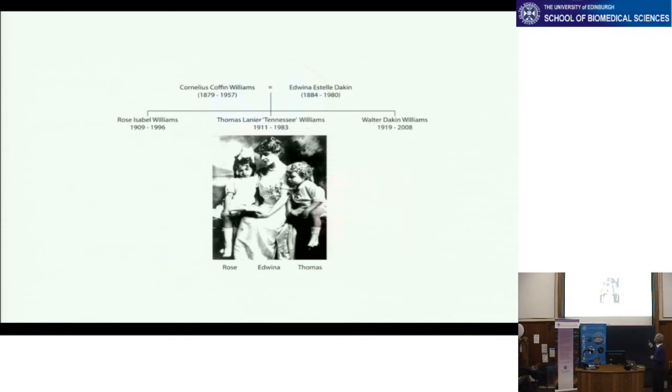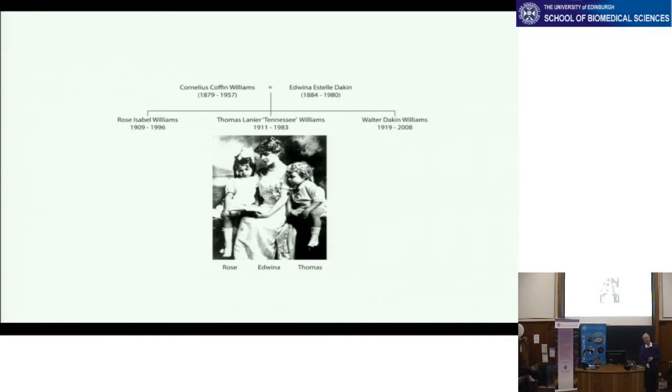And here are the parents of this. Here is the mother, Edwina Williams, mother of a daughter. This is Rose, and this is Thomas, later known as Tennessee Williams, a famous playwright. He wrote very affectionately of his sister, who had also developed schizophrenia and had a lobotomy and was institutionalized, and he wrote about her in The Glass Menagerie. And there is enormous suffering that goes on within these families.